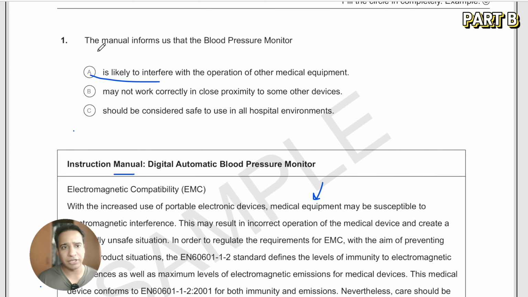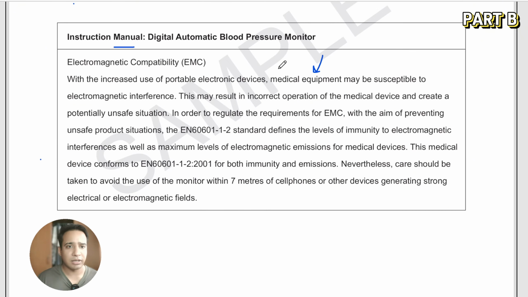Let's see what they're asking you about. The manual informs us that blood pressure monitor. So something about that monitor. Let's read it quickly. With increased use of portable electronic devices, then it keeps going. Okay, so this may result in incorrect operation, create potentially unsafe situation. Okay, one thing, it's about medical devices, it is unsafe. If you keep going, you can see it's talking about medical devices. It's also talking about cell phones and other devices generating strong electromagnetic fields.